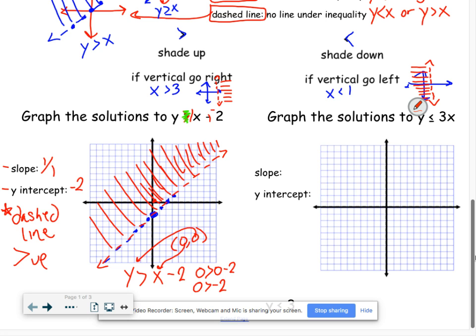So if you ever wonder if you did not go the right way, or if you should go up or down, just pick a point. 0, 0 is always the easiest point to pick to see if it's true. If it's true, you color that side in. If it's false, you color the other side.